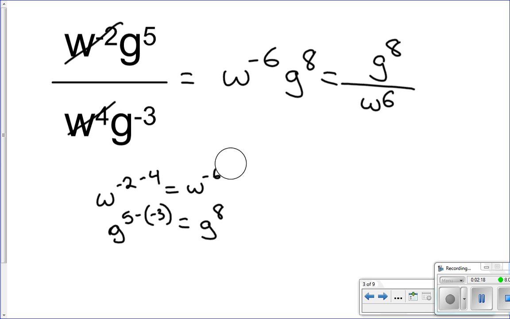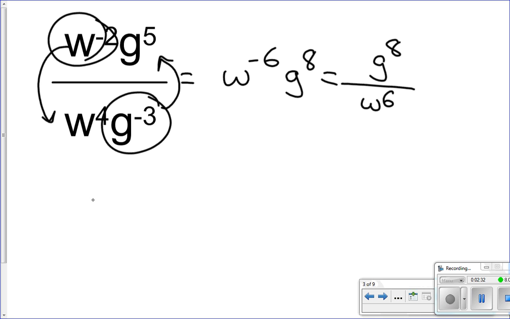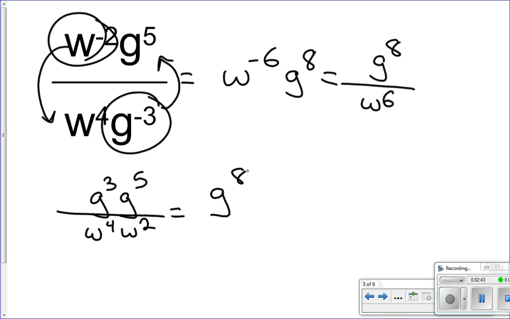Another way to think about this is, I have w to the negative 2nd, so I have to bring it down to the denominator. And I have g to the negative 3rd, so I need to bring it to the numerator. And so I'd get g to the 3rd, g to the 5th, over w to the 4th, w squared. And that's going to give me g to the 8th over w to the 6th. Because remember, it's multiplication, and you add the exponents. So it's just another way to look at it. But when we're dividing, subtract the exponents.